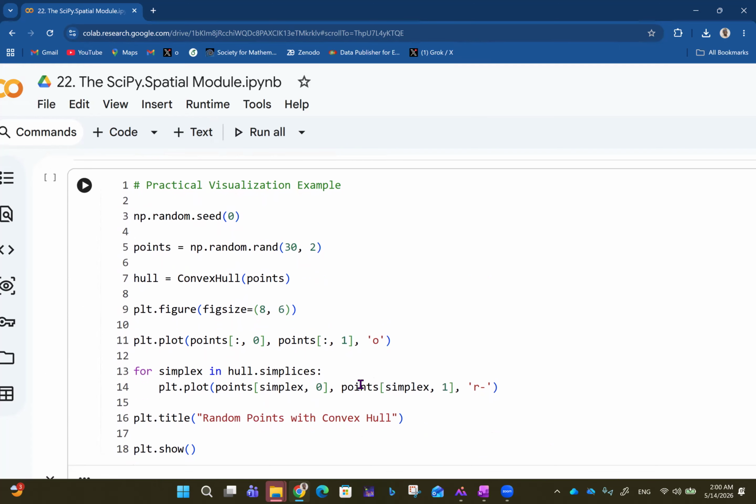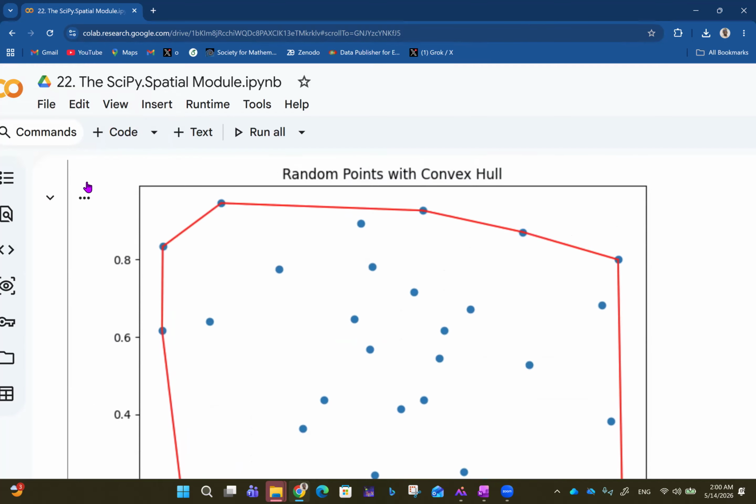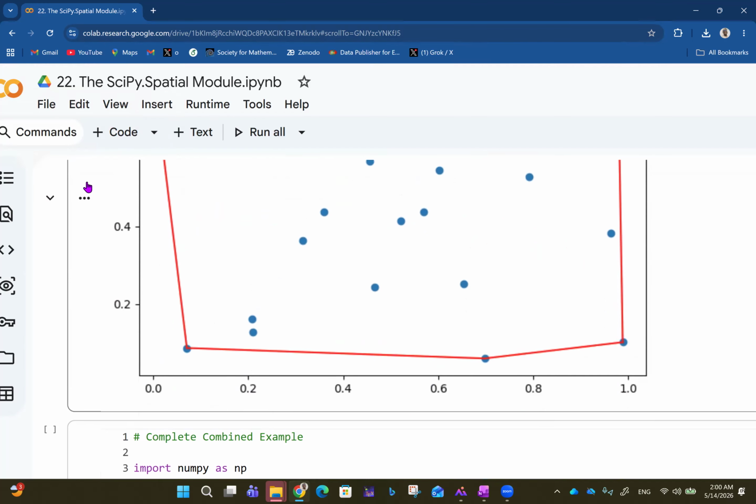Then practical visualization of the convex hull point that we did the other time. Imagine random seed helps you to preserve the values so that it doesn't keep changing, because you're dealing with random stuff. Then the hull, now you have the convex hull of all the points. So you're generating some points, 30 by 2, and you have the convex hull points. That gives you the smallest polygon that accommodates all the points you have. And this is something like the random points with convex hull here.